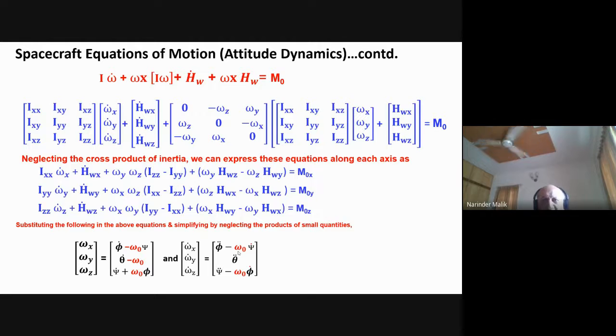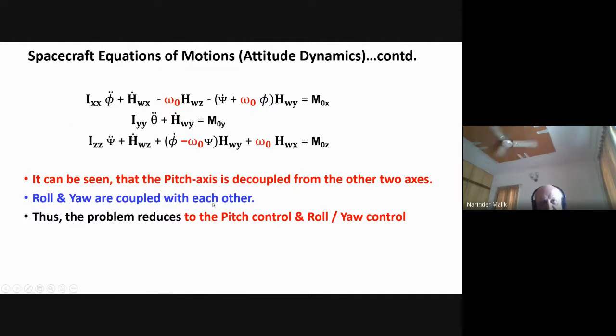Let's assume omega naught is a constant term because it's in a circular orbit. But if it is in an elliptical orbit, then another term with omega naught dot will come, because it's not constant. For our purposes, as a simplification, we can take omega naught as constant. So I substitute these values of omega x dot, y dot, z dot, and omega x y in this one, and I can simplify the equation further. And again, I am neglecting the product of small quantities.